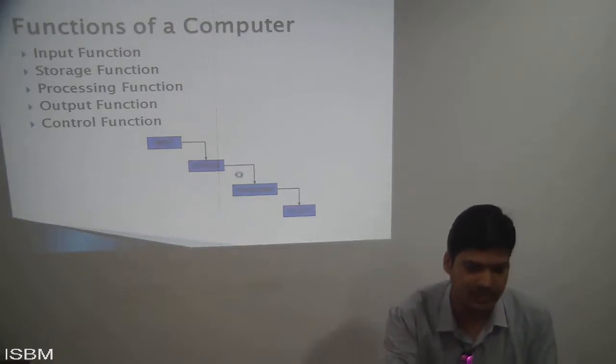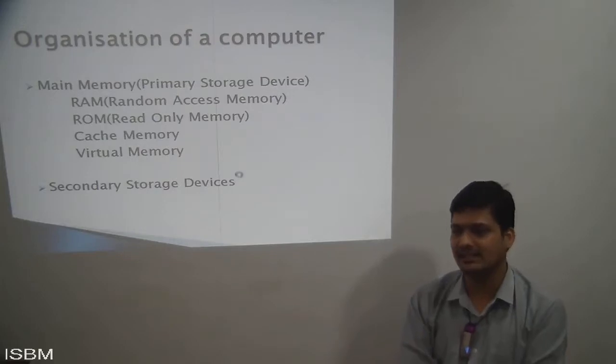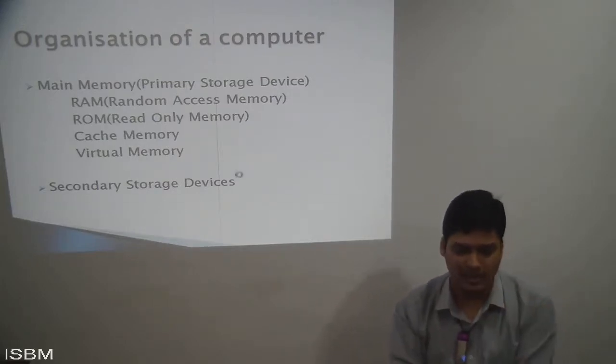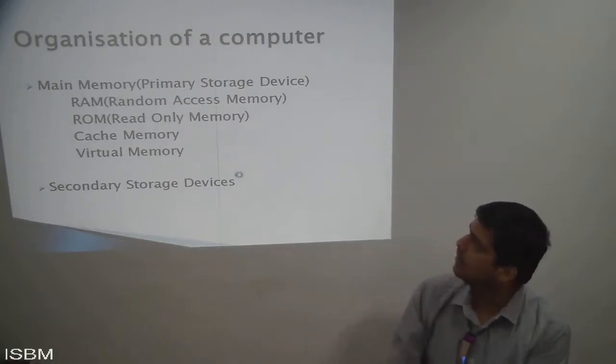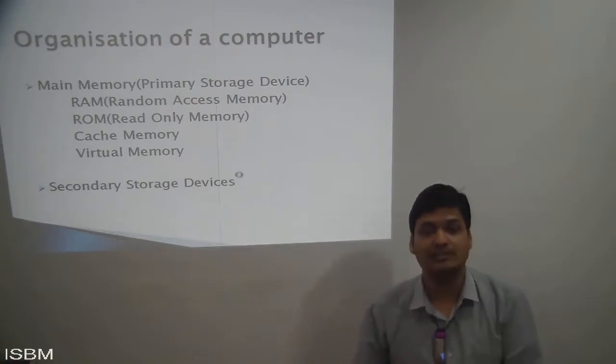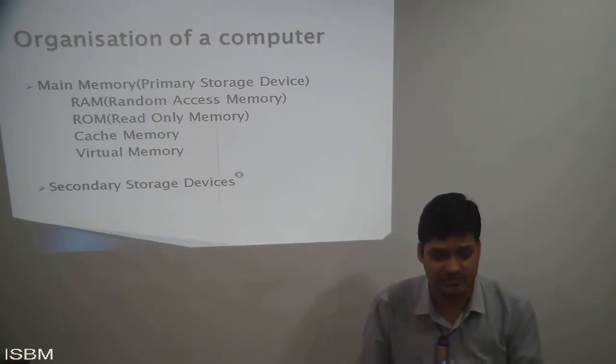Next is organization. What exactly is inside a computer? What is the main memory? What is the secondary memory? These all come under the organization of the computer. So first is the main memory. What is the main memory? Main memory is nothing but the primary storage memory of the system.